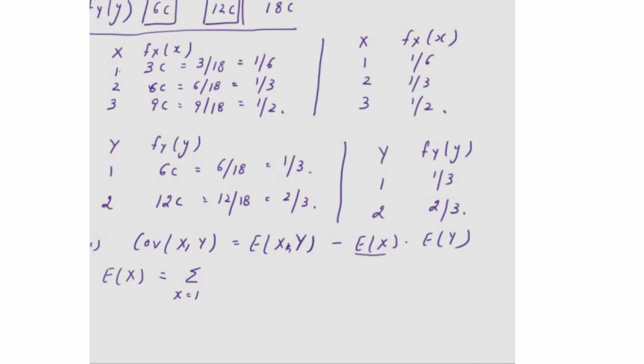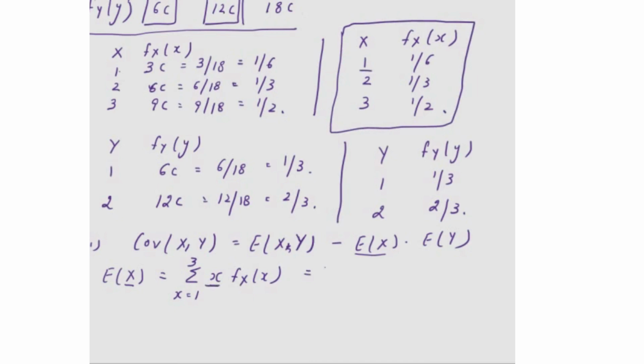So this is x going from 1 to 3, and this x as it is, and the marginal density of x. So now here we have the values. That means from here we have the marginal density of x. So this is equal to, substitute x equals 1. When we substitute x equals 1, this is 1 multiplied by fx at 1. Fx at 1 is 1 by 6.